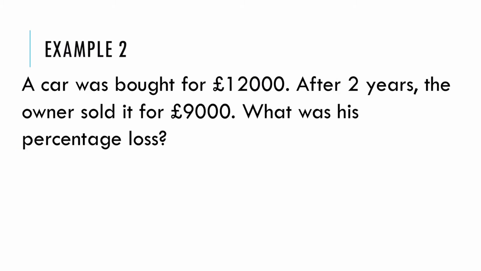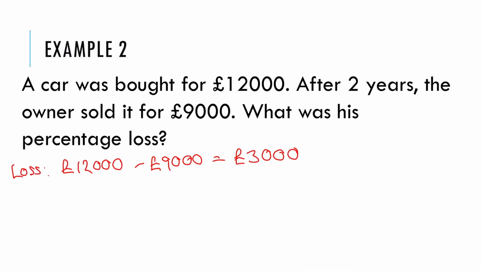Example 2. A car was bought for £12,000. After 2 years, the owner sold it for £9,000. What was his percentage loss? So let's start by figuring out the actual loss. If he bought it for £12,000 and he sold it for £9,000, that means that there was a £3,000 loss there. Okay, so that was the actual loss.